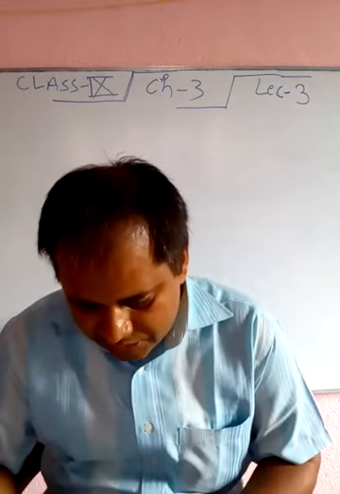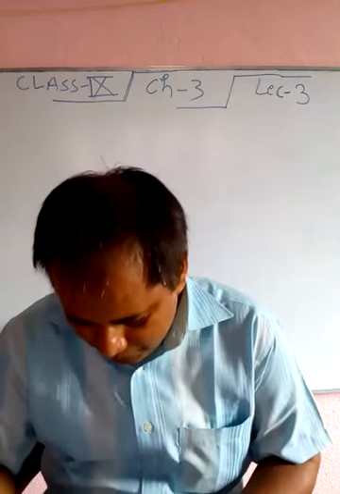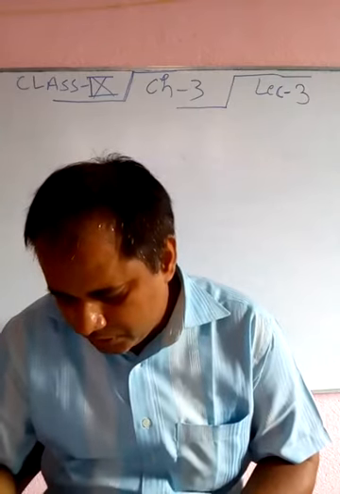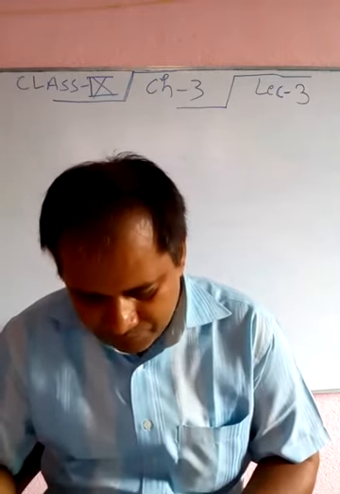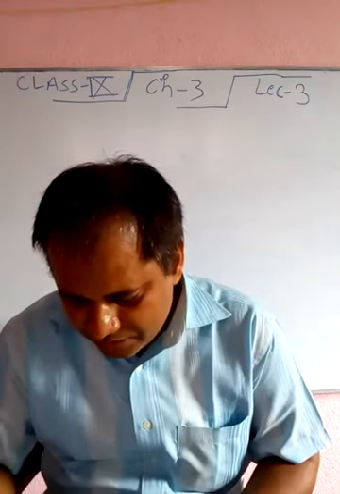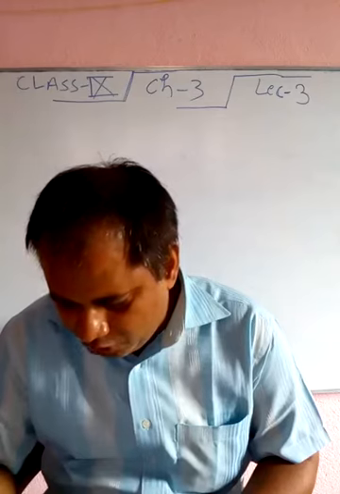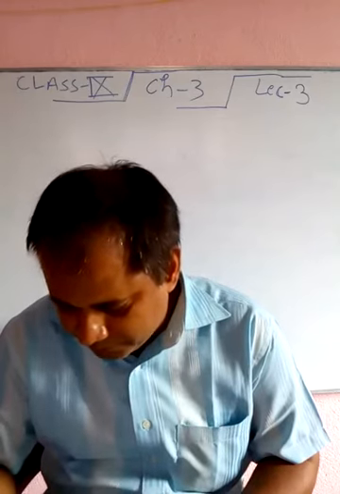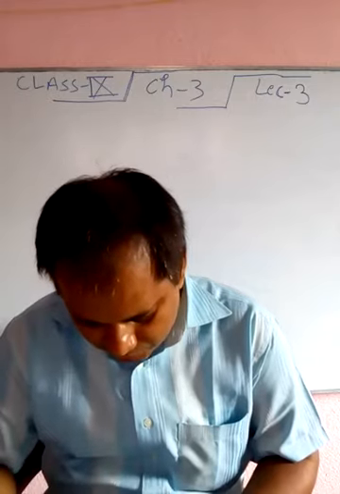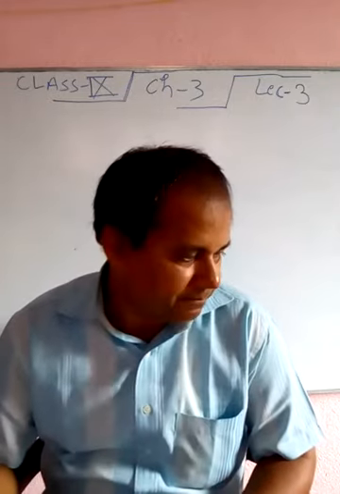Let us see the distances of the points P and Q from the axis. For this, we draw perpendiculars PM on the x-axis and PN on the y-axis. Similarly, we draw perpendiculars QR and QS as shown in figure 3.10.